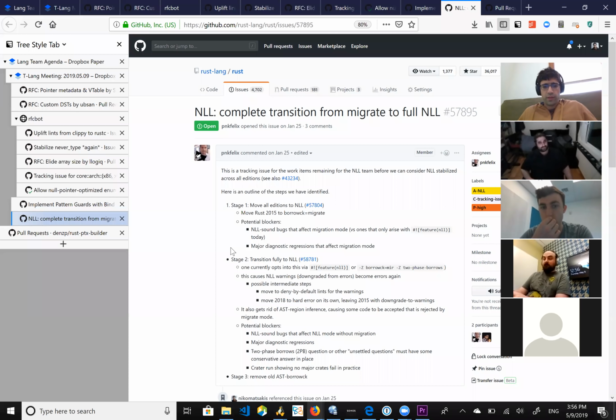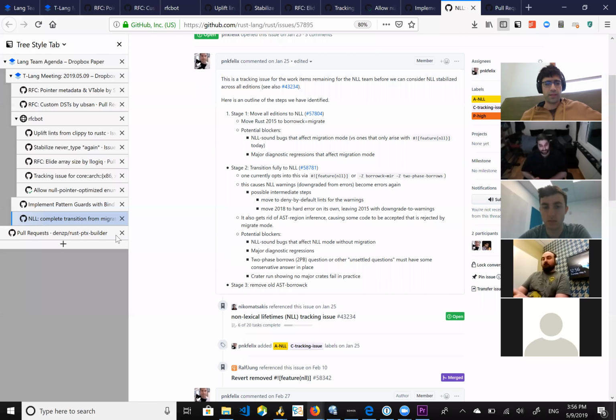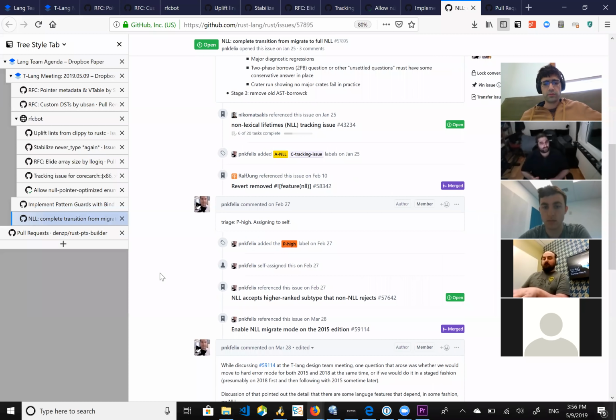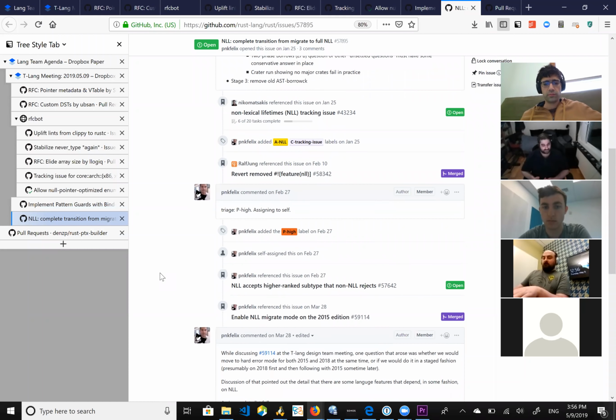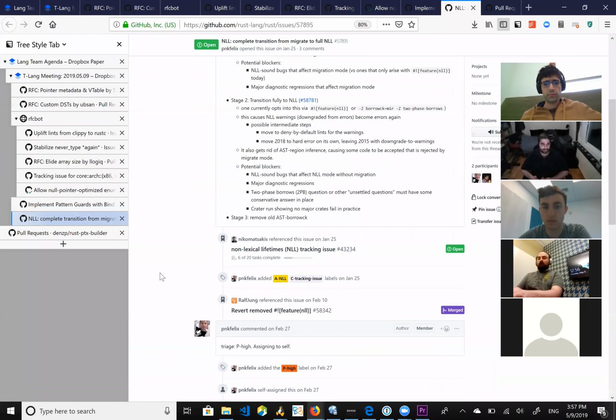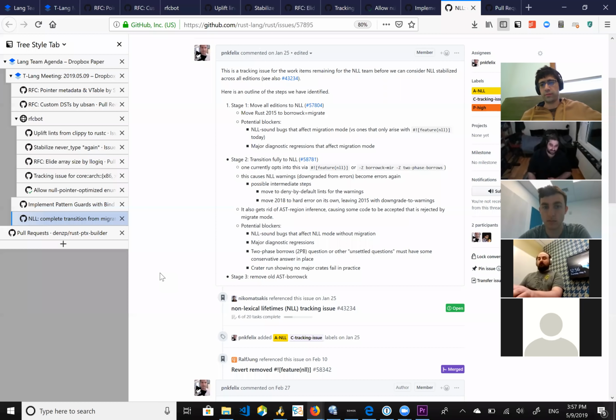But we have to, at minimum, fix some bugs, and then we have to do some crater runs to see what the affected crates are and try to remove them, get them fixed as best we can. But I guess that's all there is to say as far as status update. So perhaps we should start with a crater run. Yeah, I think we should do a crater run. It can't hurt.